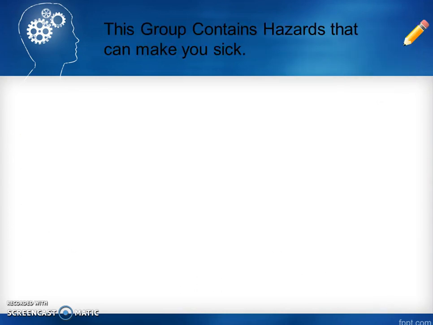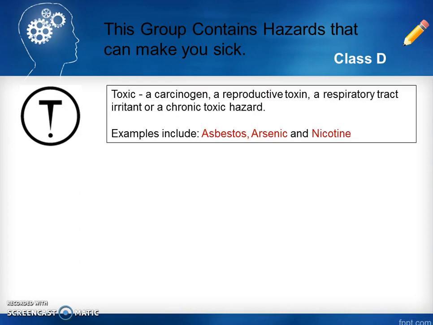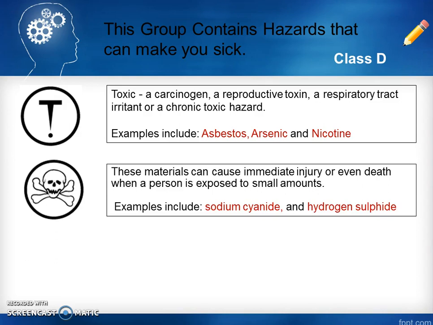Okay, moving along here. So our next group of symbols are Class D, and there's actually three symbols in this class. The thing about Class D is everything here can make you sick. So toxic are things that have a kind of long-lasting effect, like a carcinogen or something that can affect your respiratory tract. It's not going to necessarily affect you today, but with continued exposure, it can affect you years to come. Now this symbol stands for poisonous, and this is something that can cause immediate injury. So it's something that's poisonous, that could kill you even.